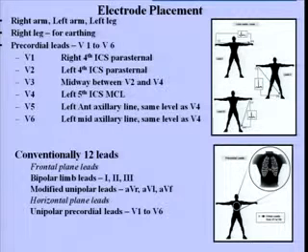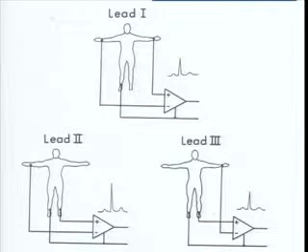So what is the importance of each of these leads, and what does it signify? If you take lead 1, it is connected between the right arm and the left arm. The right arm has a negative terminal, as you can see here, and the left arm has a positive terminal. So when the electromagnetic force or the vector travels towards the positive electrode, we get a positive deflection.